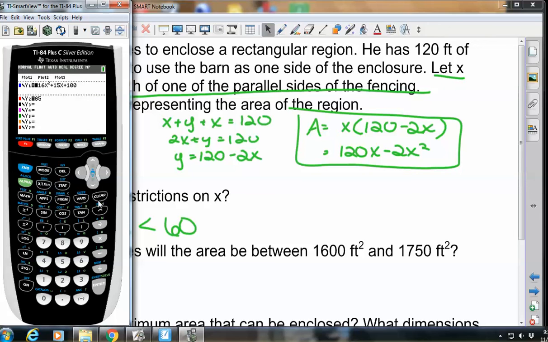So what I'm going to do is go to my y equals. The first y1, I'm going to make my area equation. So my 120x minus 2x squared. y2, I'm just going to do one of these at a time. I want to find out when the height is 1,600.